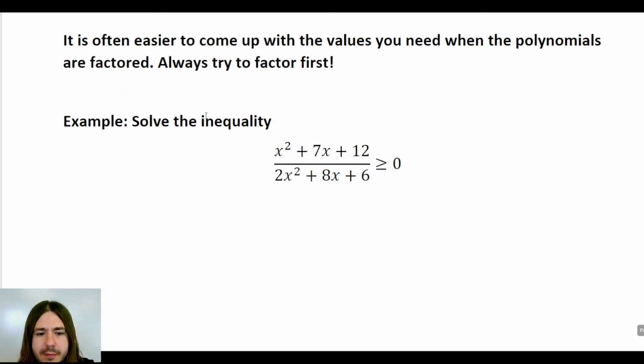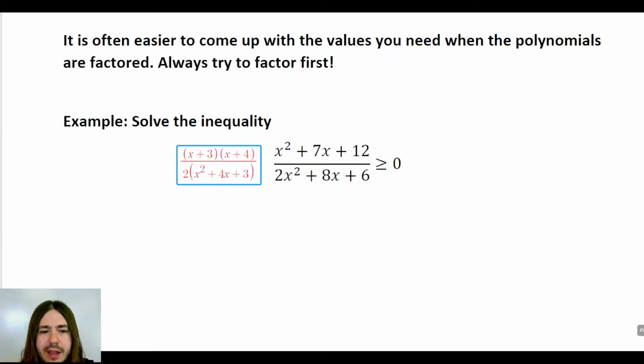So in this case, the numerator here can be factored as x plus 3 times x plus 4. And the denominator can also be factored. Looks like there's a GCF of a 2 that we can factor out, right up front. So I might do that first. And then I can see that this is going to be a little bit easier to factor after getting that GCF of 2 out.